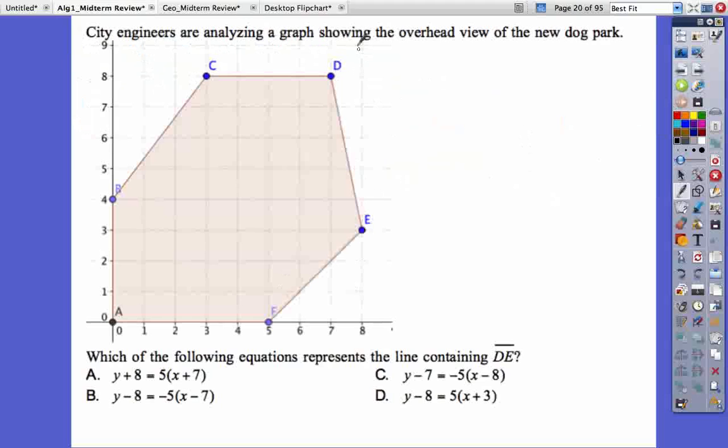What's the equation of the line with DE? All that is making sure you know your slope. Your slope is negative, so you should get rid of A and D. My slope is negative 1, 2, 3, 4, 5 over 1. My slope is negative 5.